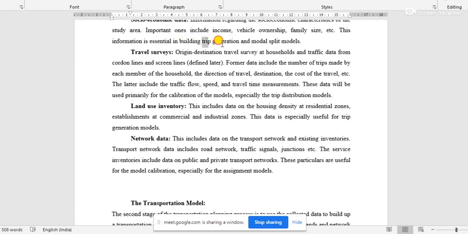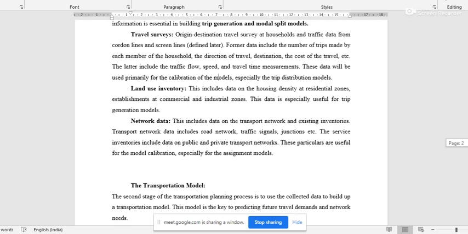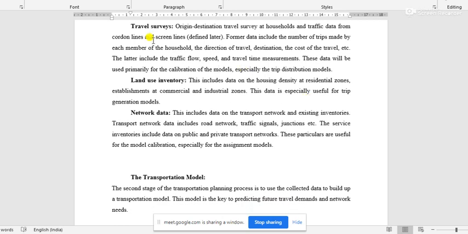These data are required for two important terms, that is trip generation and modal split models. We will discuss trip generation and modal split models later. I have already discussed trip generation briefly, and modal split models are actually splitting the trips for different zones. We'll discuss all these things later, but these are the data we require for this transportation process.